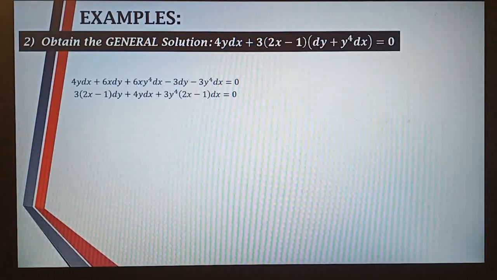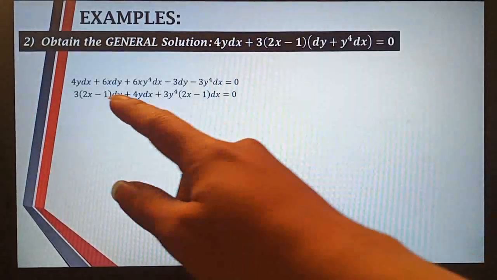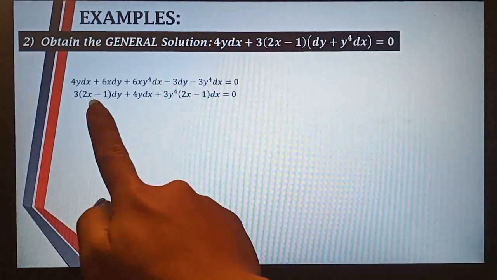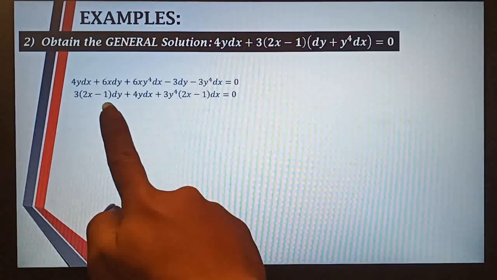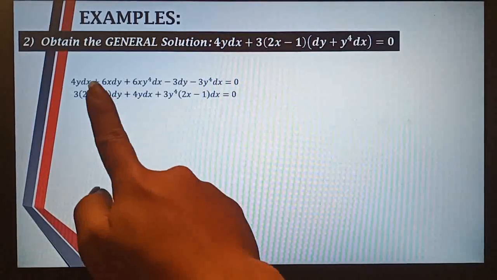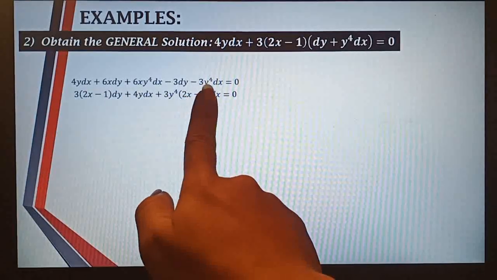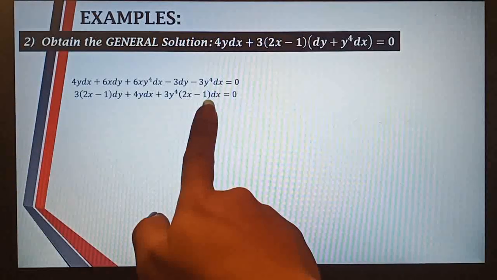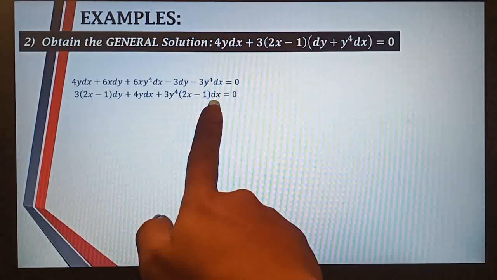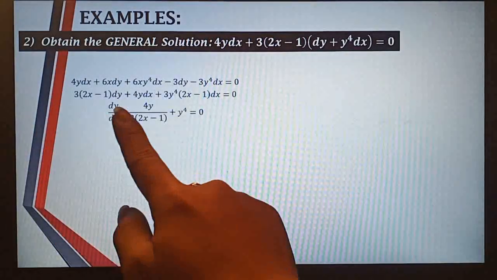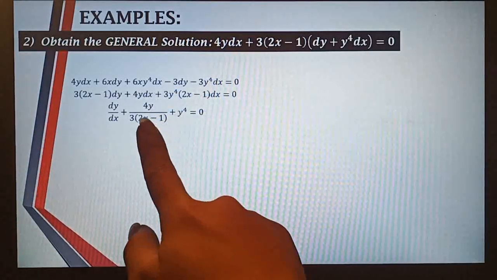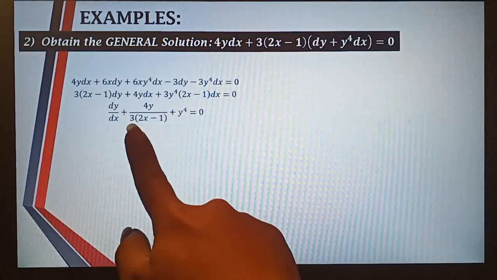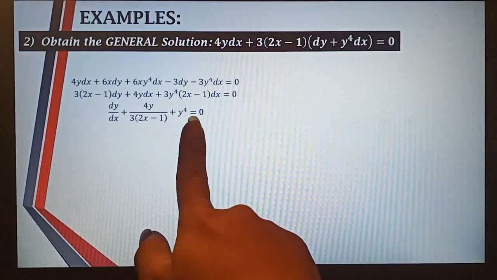So in that case, the dy part, which is 6x and 3, you will now have 3 multiplied to the quantity of 2x minus 1 dy. Then this one is 4y dx. Then this part and this part, since 3y to the fourth is common, multiplied to 2x minus 1 dy, minus 1 dx equated to 0. So in that case, you will now have dy over dx plus 4y all over 3 multiplied to 2x minus 1 plus y to the fourth equated to 0.